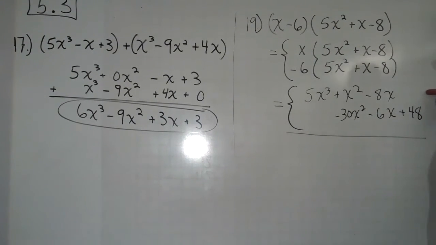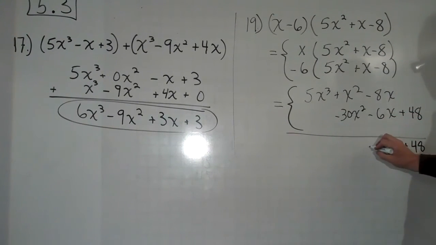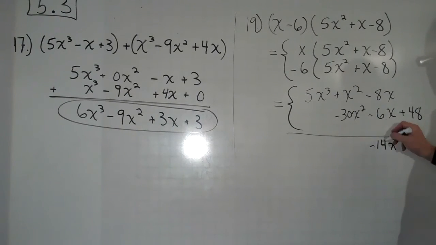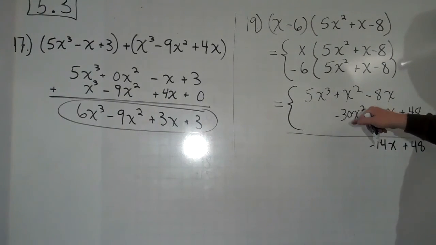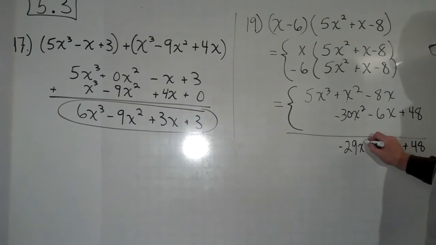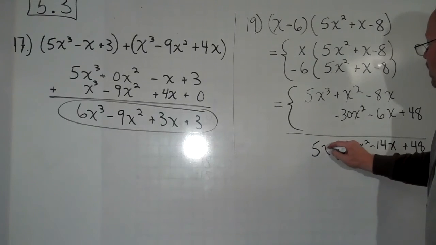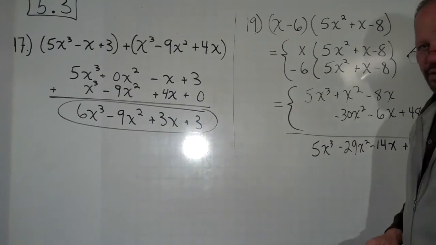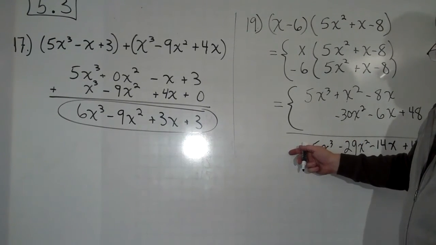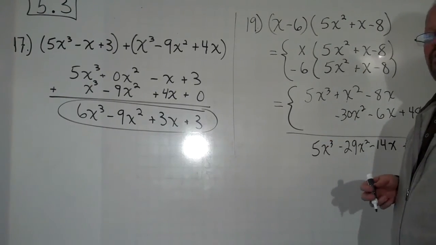Now I simply combine these. 48, negative 8 and negative 6, negative 14x. Negative 30 and positive 1x squared, negative 29x squared. And 5x cubed. Now, I realize this is going a little bit fast, but that's why you have rewind and pause. Use those buttons as you need them.